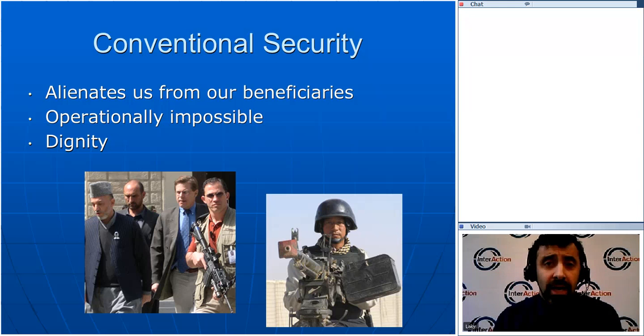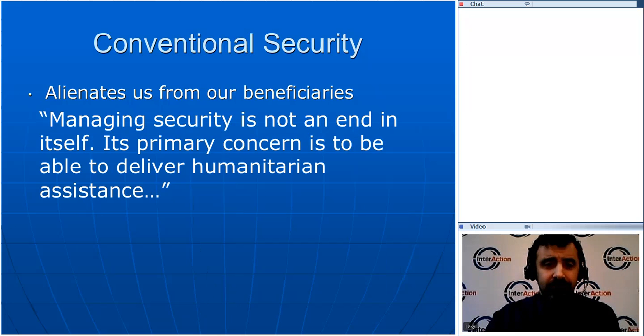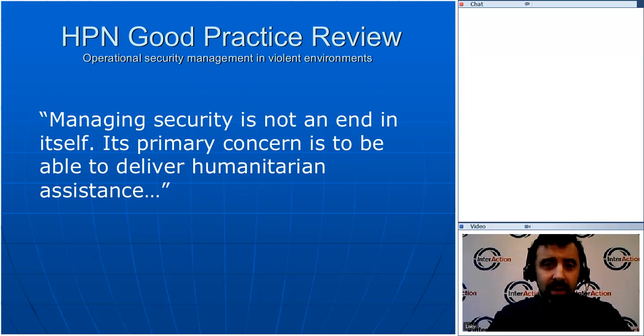The other is also that, aside from delivering aid, we look to restore dignity, and this conventional type of security doesn't really help us do it. In fact, to us, managing security is not an end in itself. Its end is to deliver aid and/or development, and all parts of the organization we work for must contribute to that end. Correspondingly, our primary concern in NGO security risk management is to produce those circumstances that allow us to deliver the humanitarian aid.